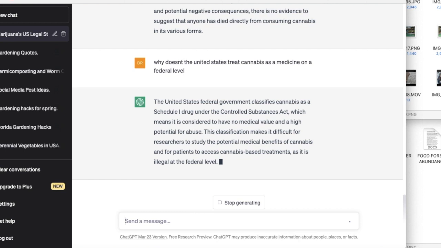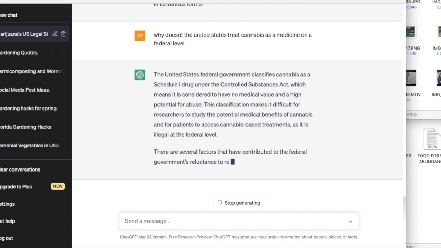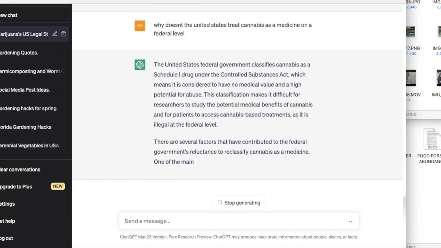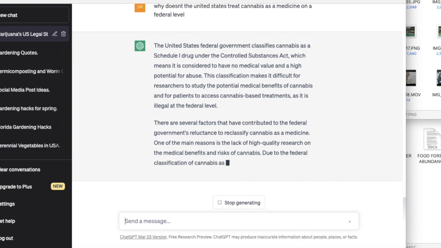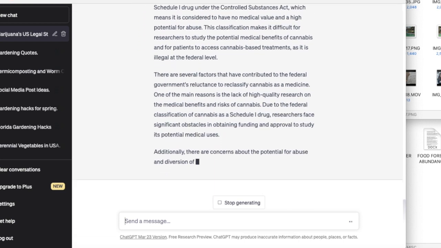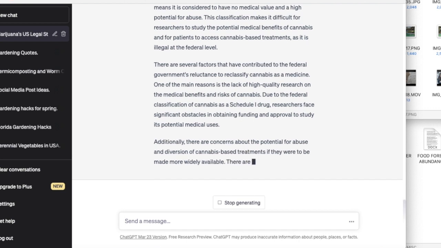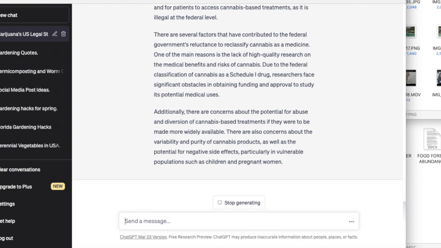There are several factors that have contributed to the federal government's reluctance to reclassify cannabis as a medicine. One of the main reasons is the lack of high-quality research on the medicinal benefits and risks of cannabis. Due to the federal classification of cannabis as a Schedule I drug, researchers face significant obstacles in obtaining funding and approval to study its potential medical uses. Additionally, there are concerns about the potential for abuse and diversion of cannabis-based treatments if they were to be made more widely available. There are also concerns about the variability and purity of cannabis products, as well as the potential for negative side effects, particularly in vulnerable populations such as children and pregnant women.